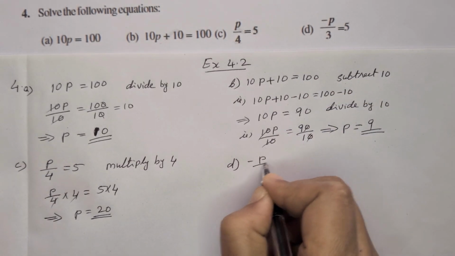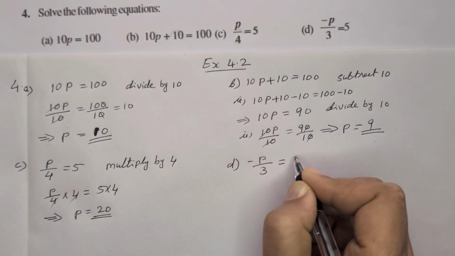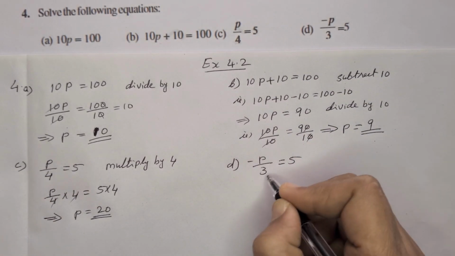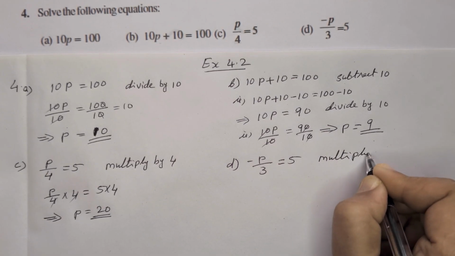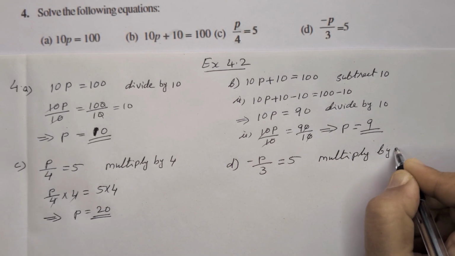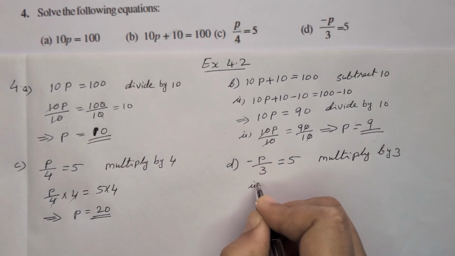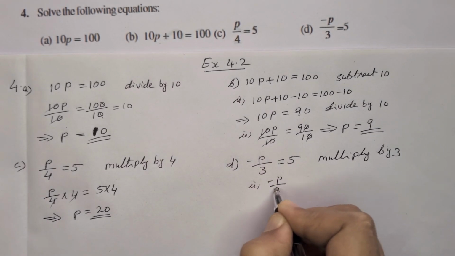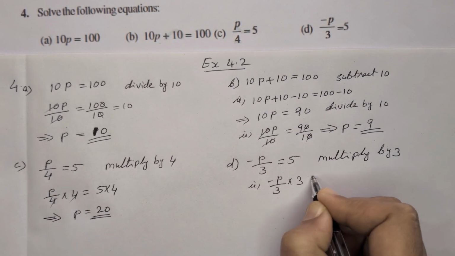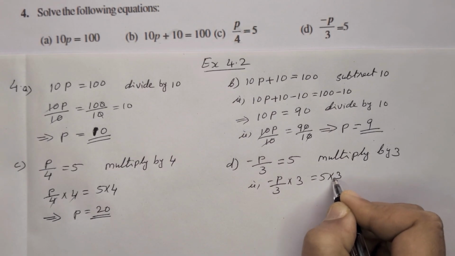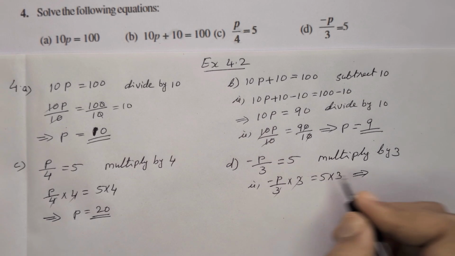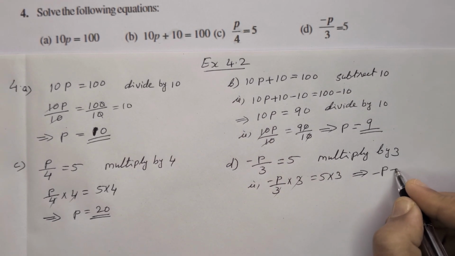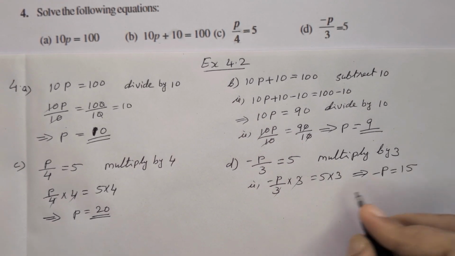minus P by 3 is equal to 5. First we have to multiply by 3. That is minus P by 3 into 3 is equal to 5 into 3. Cancel this 3, which implies this side minus p. Minus p is equal to 15.